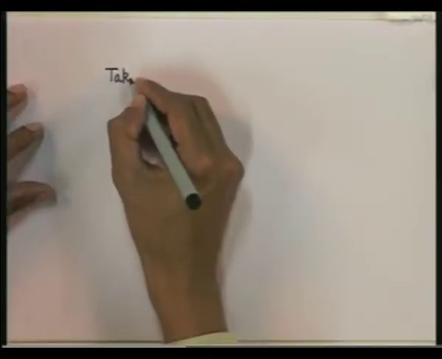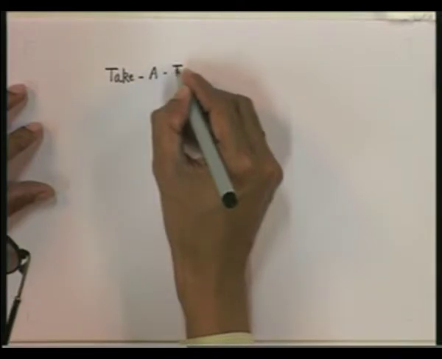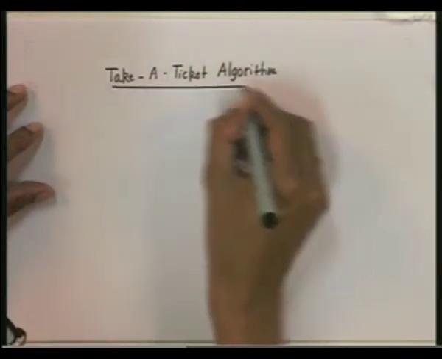One of the simple algorithms that works in practice is the take-a-ticket algorithm, which was implemented in the DEC Gigaswitch in 1994. So we will see how that algorithm works. Let me just explain the take-a-ticket algorithm.